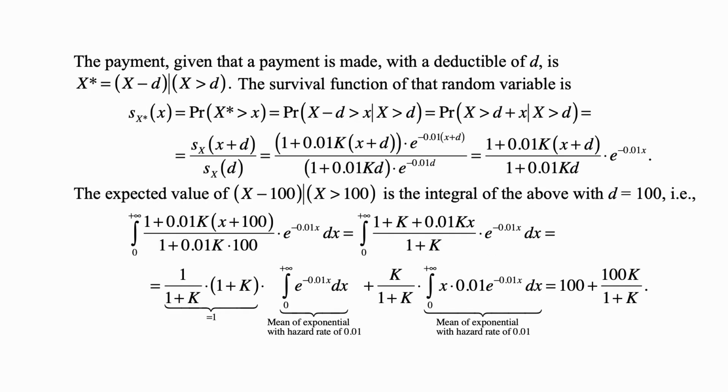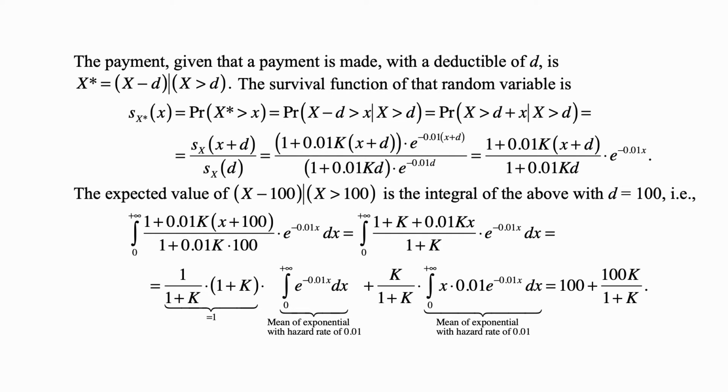The payment, given that a payment is made with a deductible of d, is X* equal to X minus d, given that X is more than d. The survival function of this random variable is S_X*(x) equal to the probability that X* is more than x, which is the probability that X minus d is more than x, given that X is more than d, which is the probability that X is more than d plus x, given that X is more than d. So it's the survival function evaluated at x plus d.